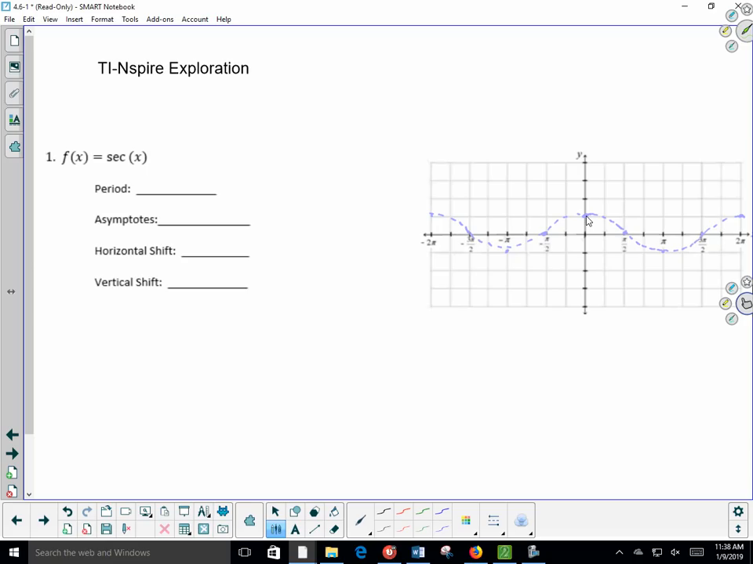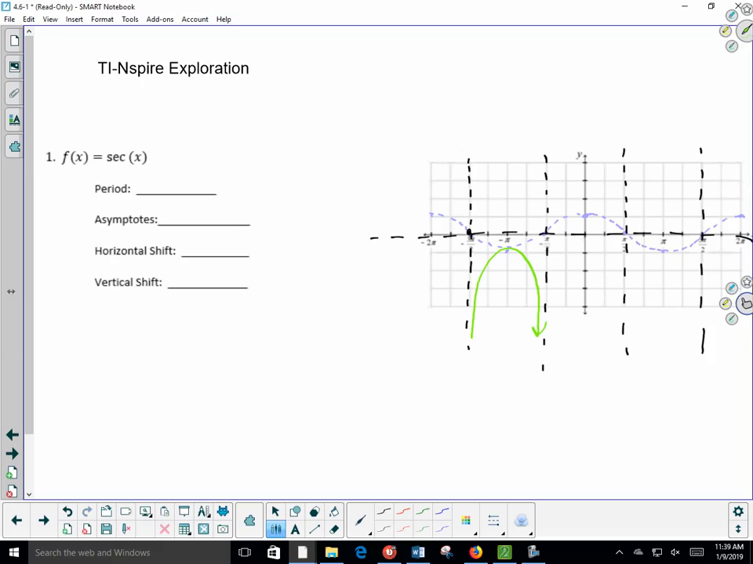graph here, wherever it was hitting its midline, right? Here's my midline. Wherever the cosine was hitting the midline, I'm not going to have any points, right? Because the reciprocal of 0 is undefined. So I'm going to have what's called a vertical asymptote for my secant graph at these points, all right? At negative 3 pi over 2, negative pi over 2, pi over 2, and 3 pi over 2, and so on.